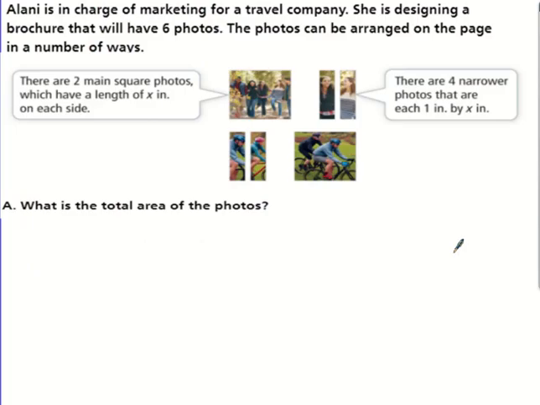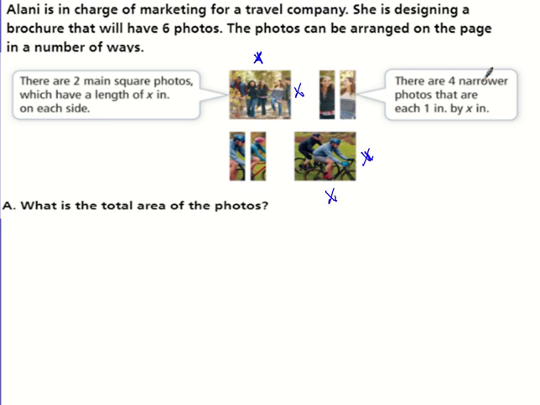All right. So here's a story problem. It says Alana, I don't know, is in charge of marketing for travel companies. She's designing a brochure that will have 6 photos. The photos will be arranged on the page in a number of ways. So question A just says, what is the area? So it says there are 2 main square photos, right here and right here, which have a length of x on each side. It says they're square. So that means this is an x by an x, and this is an x by an x.